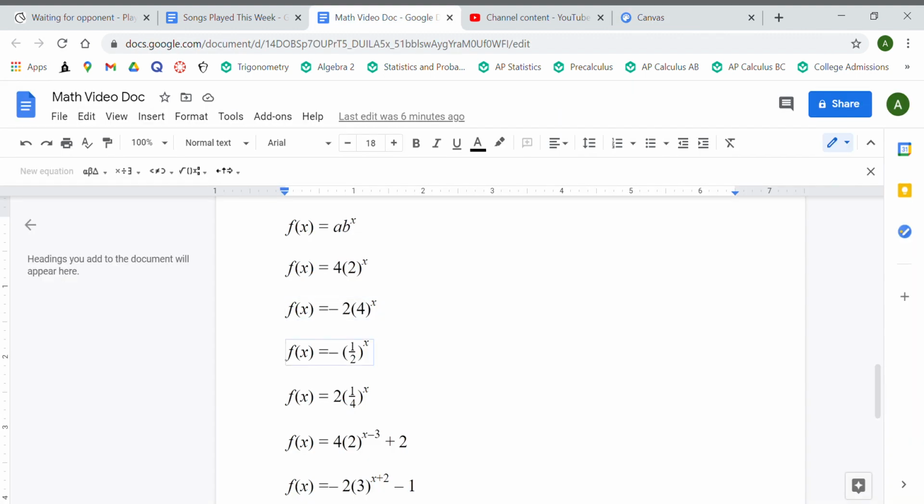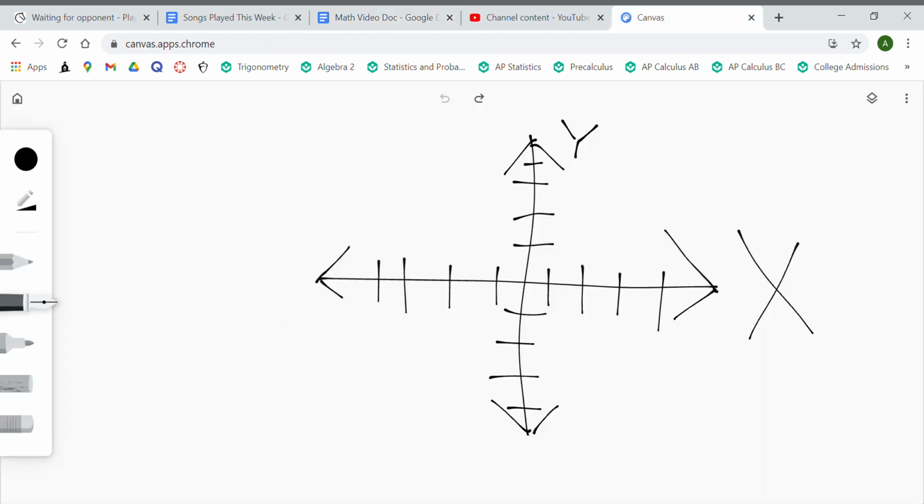This one's a little bit different because we actually happen to have a fractional base, and it's less than 1. So we got negative 1 times 1/2 to the power of x. So notice the negative sign. That really just means we have a y-intercept at -1. Okay. Now let's see what else we can do.